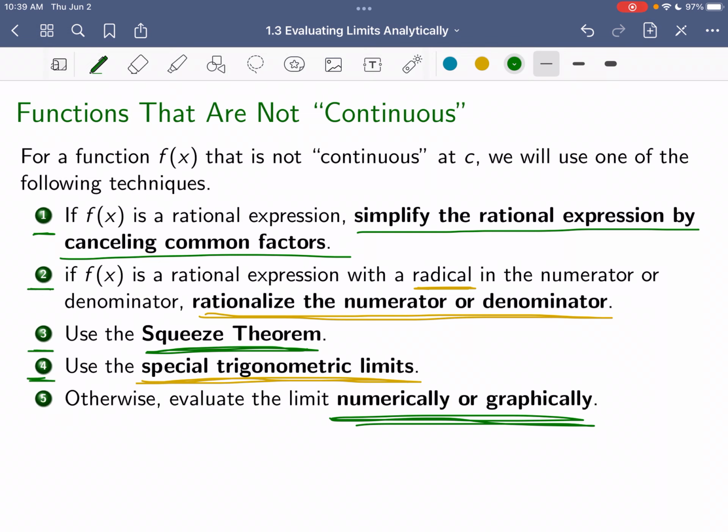These are strategies that I would employ if direct substitution is not going to work because the function is not continuous at that value C. You might have a value that's not in the domain of that function.